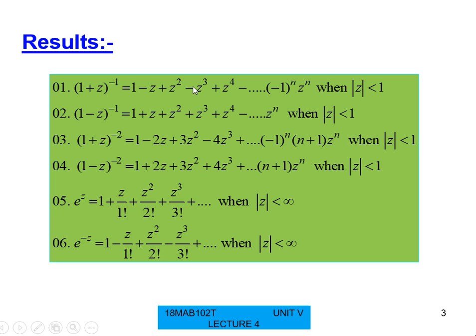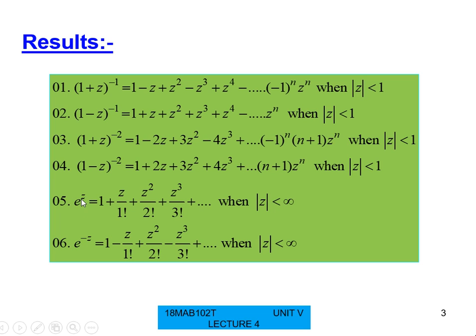These expansions 1, 2, 3, 4 are called binomial expansions when mod z is strictly less than 1. The fifth one is e power z, an exponential function, in powers of z. The answer is 1 plus z by 1 factorial plus z squared by 2 factorial plus z power 3 by 3 factorial, etc. Finally, z power n by n factorial. This is true for any value of z, that means mod z less than infinity.